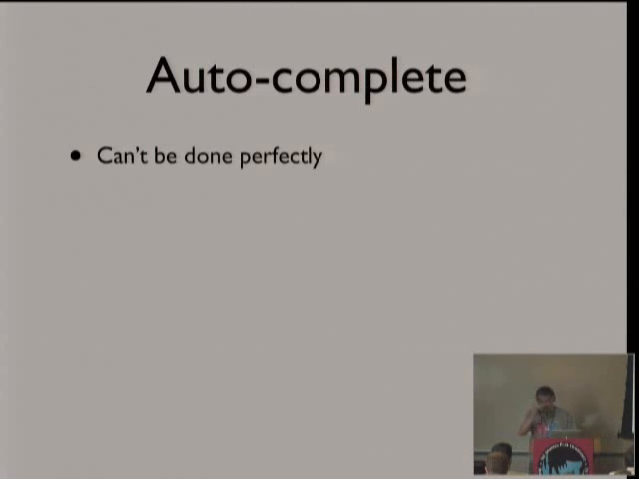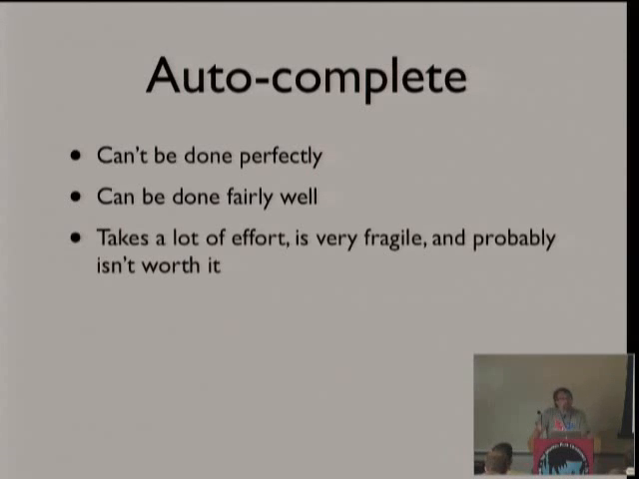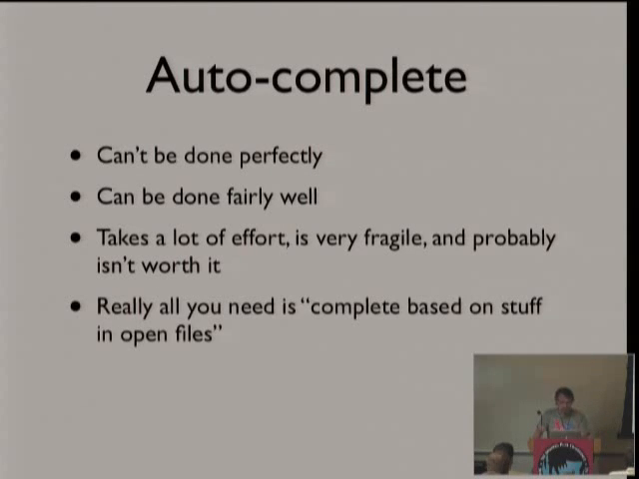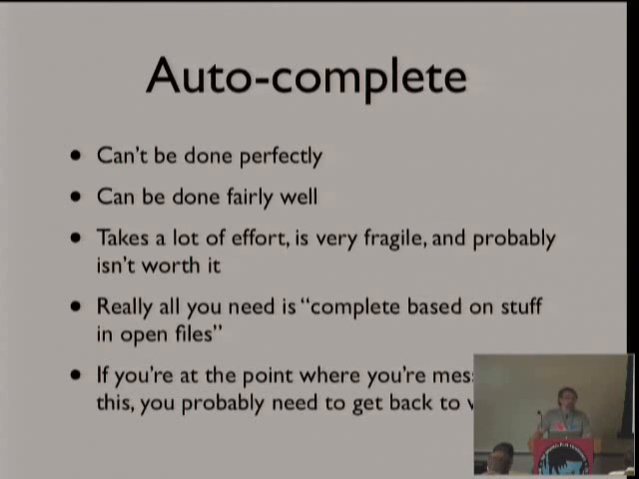Autocomplete. It can't be done perfectly. Just because Perl is a dynamic language, we don't always know what a variable is. If you're trying to autocomplete methods off of an object, you don't know what that object is necessarily. You can't do it perfectly. You can do it fairly well. You can actually spend approximately 3 days and do a whole lot of stuff in the background so that when you hit tab, it'll be just like Java in Eclipse. You'll get a list of methods, and it's awesome. It's very fragile. It's not worth it. Don't do it. If you find yourself at the point where you're really considering doing this, stop, you have real work that you should be doing.